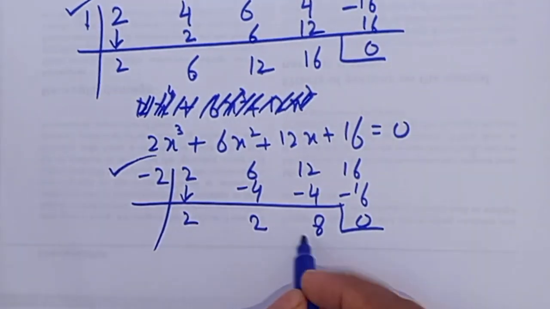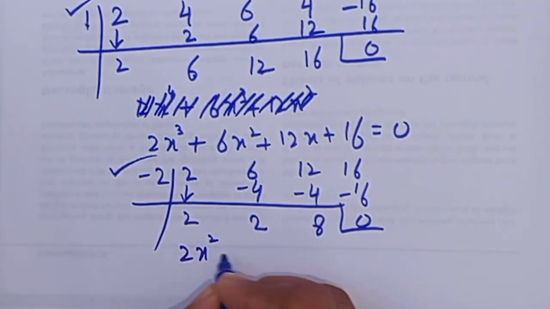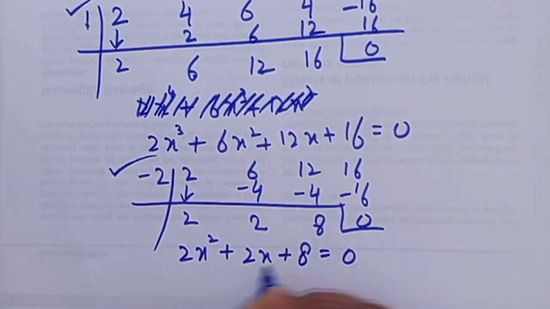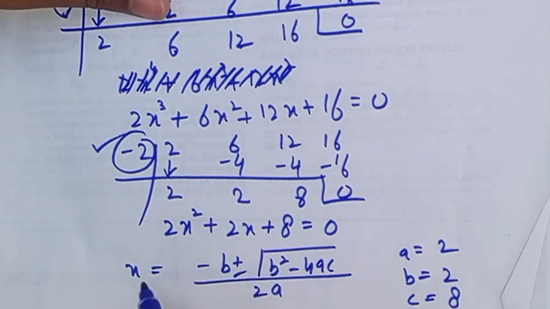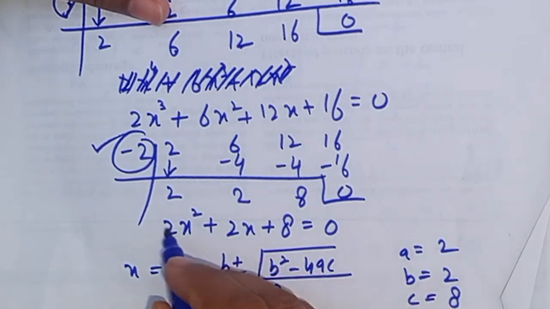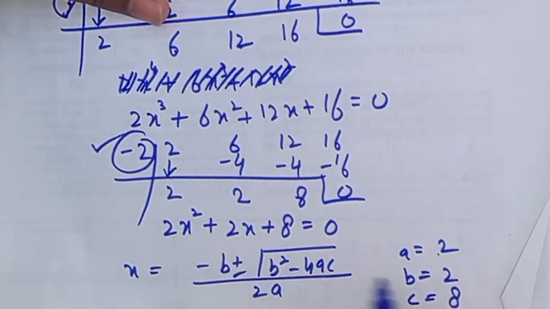Now we write this part as 2 times x square plus 2 times x plus 8. This is equal to 0. Now this is a quadratic equation. So we use the quadratic formula to solve this part. So the formula is x equals minus b plus minus square root of b square minus 4ac over 2a. And in our equation, a is 2 and b is 2 and c is the constant, which is 8. So we substitute these values in this formula.